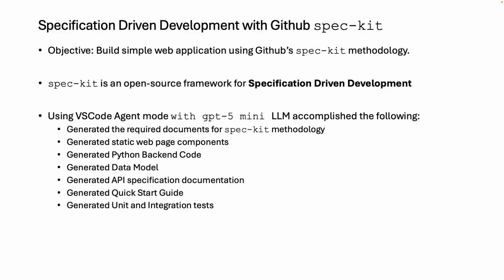By using spec-kit with VS Code IDE in agent mode and GPT-5 mini large language model, I was able to generate the required documents, build static web page components, write the Python backend code, define the data model, and even produce API documentation and a quick start guide. I was also able to set up unit and integration tests so everything is covered end to end.